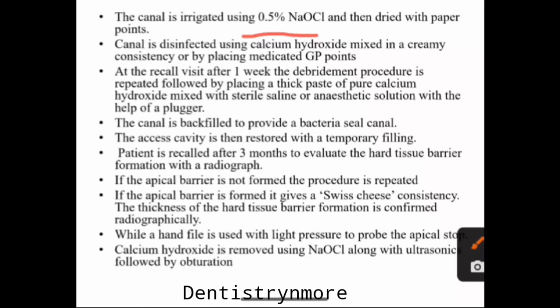The access cavity is then restored with a temporary filling, and the patient is recalled after 3 months to evaluate the hard tissue barrier. If the apical barrier is not formed, the procedure is repeated, and if the apical barrier is formed, it gives a Swiss cheese consistency. The thickness of the hard tissue barrier formation is confirmed radiographically by taking a radiograph, while a hand file is used with light pressure to probe the apical stop. And calcium hydroxide is removed with sodium hypochlorite along with ultrasonic, followed by obturation.